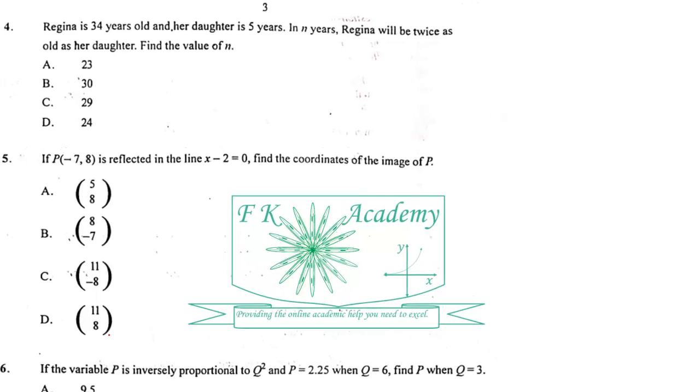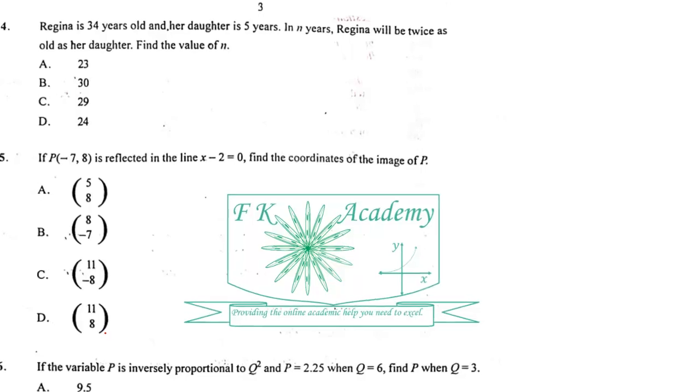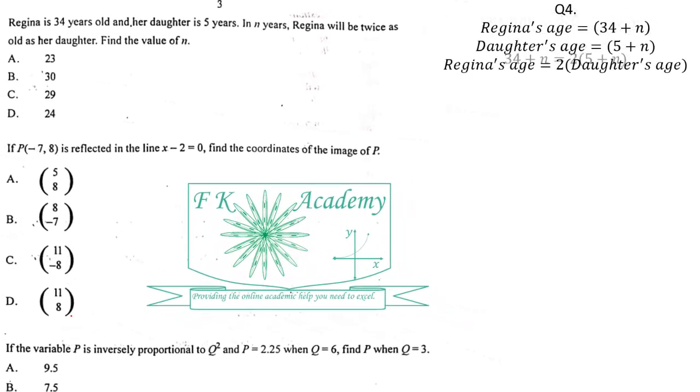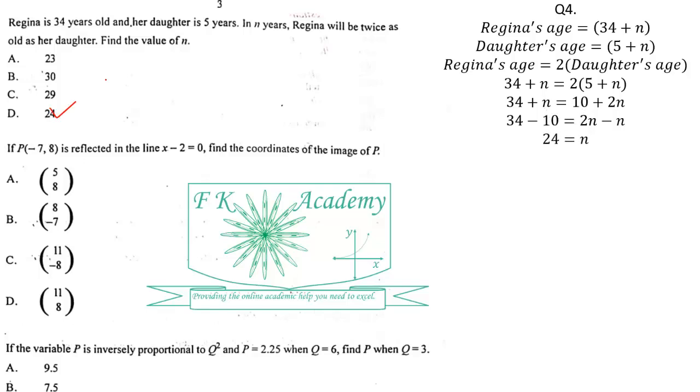Regina is 34 years old and her daughter is 5 years. In n years, Regina will be twice as old as her daughter. Find the value of n. So n will be 24.